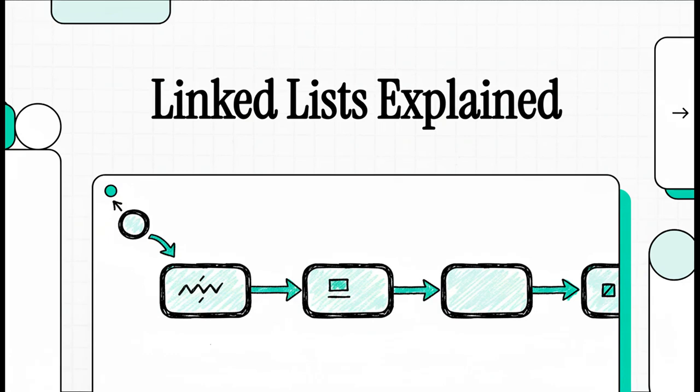Have you ever wondered how your music app can just instantly skip to the next song? Or how your browser's back button seems to work so flawlessly? Well, the secret isn't magic. It's actually a really clever and elegant data structure working silently behind the scenes. And today, we're diving deep into that structure, the linked list.